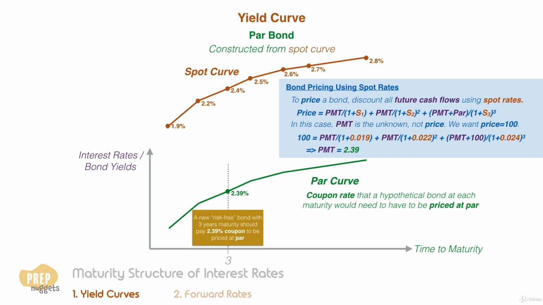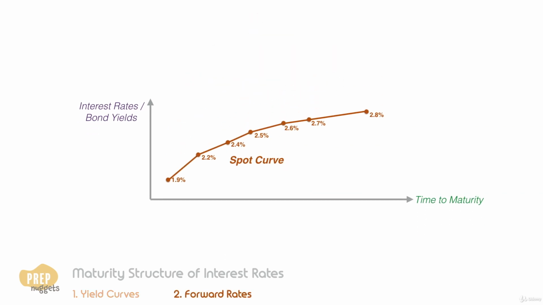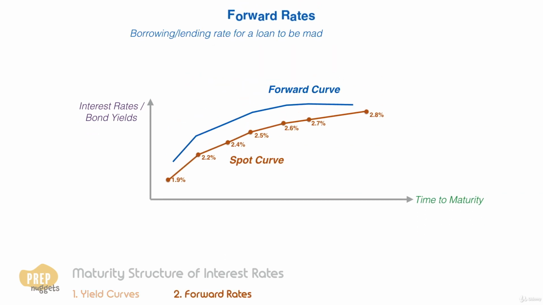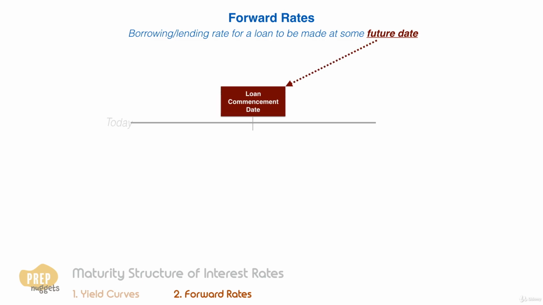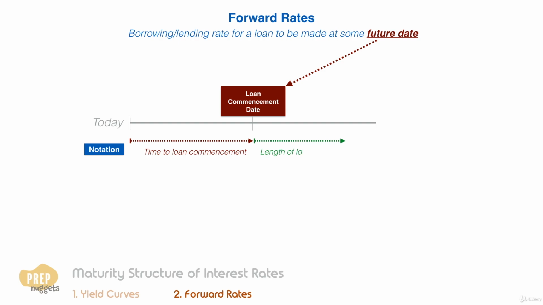Besides being a useful tool to calculate par rates as we've just shown, a more common application of the spot rate is its relationship with forward rates. A forward rate is a borrowing or lending rate for a loan to be made at some future date. Besides the interest rate on the loan, one important component of a forward rate is the date of commencement of the loan, which is sometime in the future. The other component is the length or tenor of the loan. The notation to label a particular forward rate is to specify the time from today to the commencement of the loan, followed by the length of the loan.